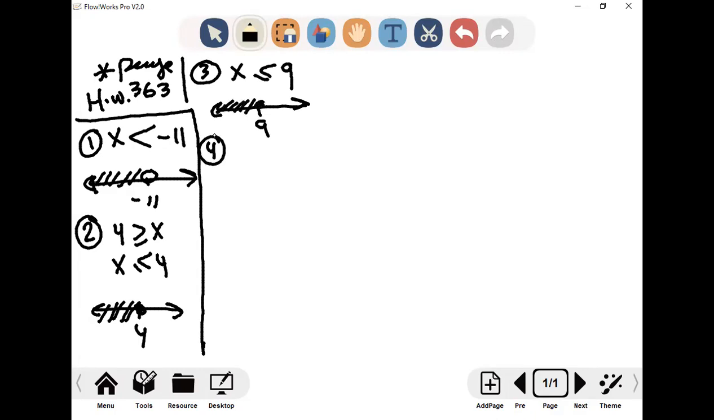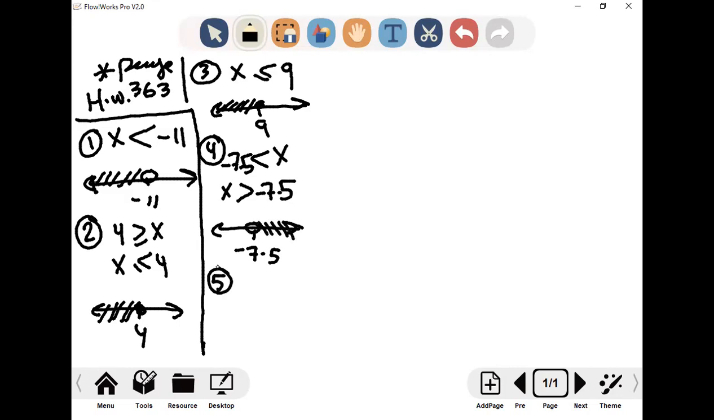Question 4, x more than negative 7.5, or negative 7 and 1 over 2, and you can write it like this, x more than negative 7.5. It's the same. Here negative 7.5 is between negative 7 and negative 8, at the middle between them. Open circle and to the right.